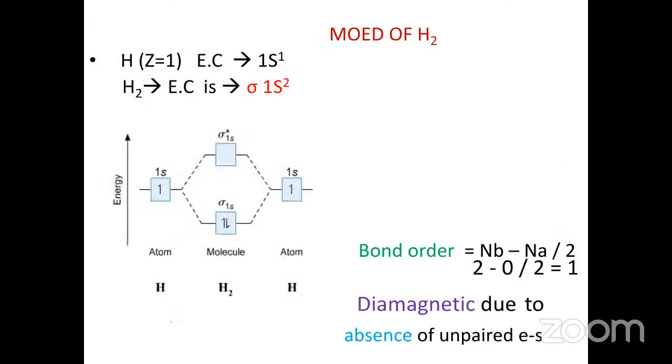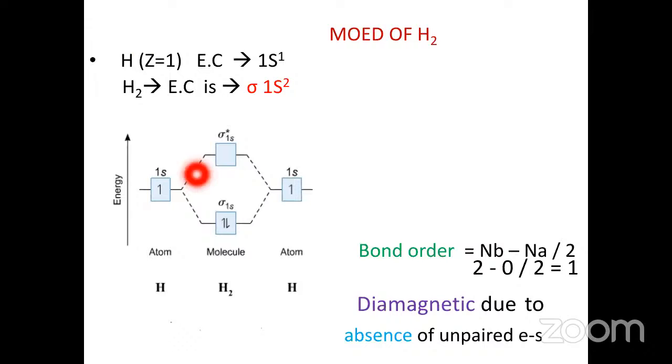Now let us observe the MOED of H2, that means the molecular orbital energy level diagram of the H2 molecule. This H2 molecule is formed by the combination of two hydrogen atoms. The hydrogen atomic number is 1, and its electronic configuration is 1s1. So the H2 molecule has 2 electrons, and its electronic configuration is sigma 1s2.